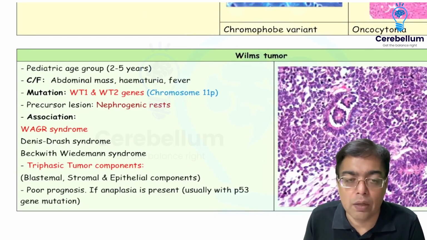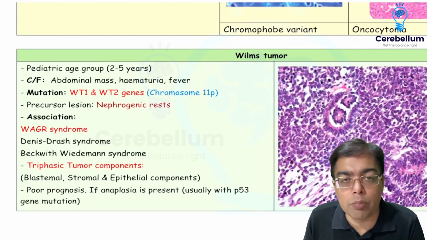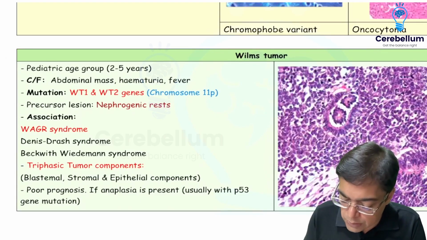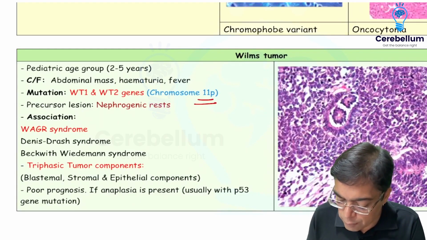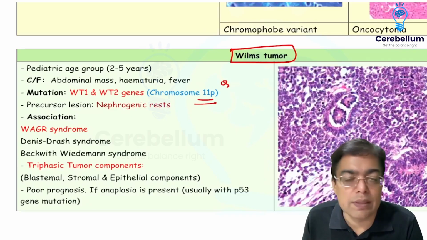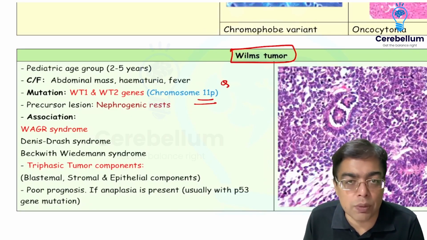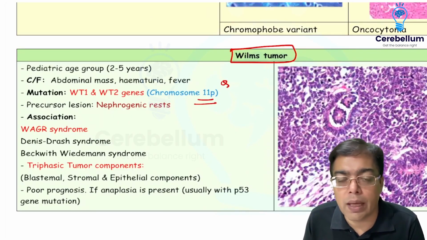The reason for development of Wilms tumor is a problem at the level of the WT1 and WT2 genes. These genes are present on chromosome 11p. We have a precursor lesion for Wilms tumor called nephrogenic rests. There are certain types of genetic associations of Wilms tumor. For example, WAGR syndrome: Wilms tumor, aniridia.